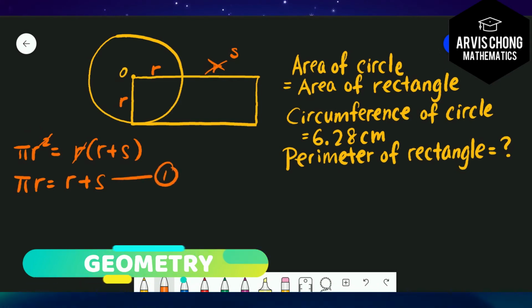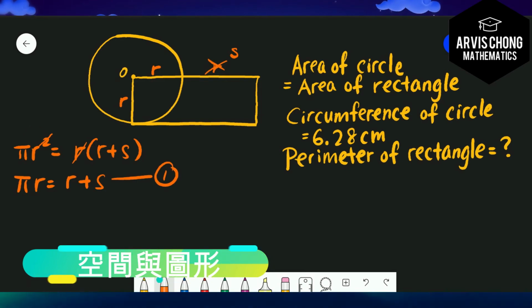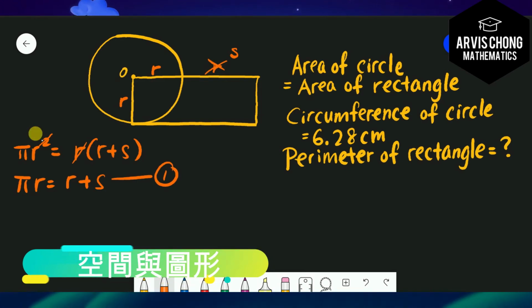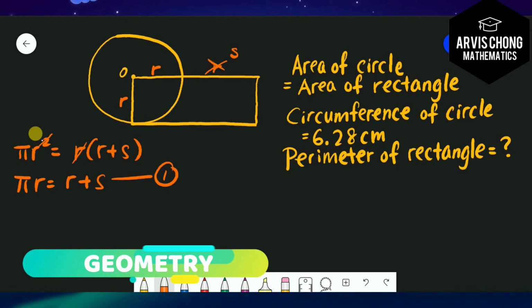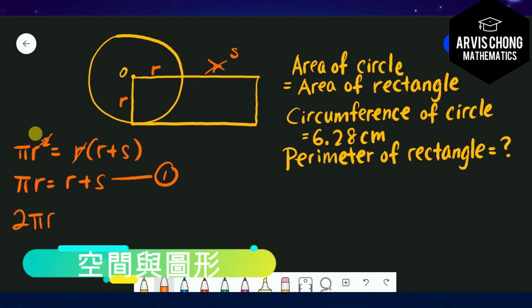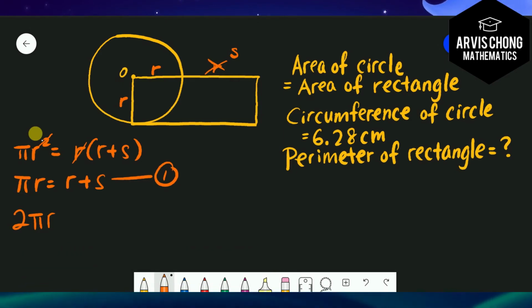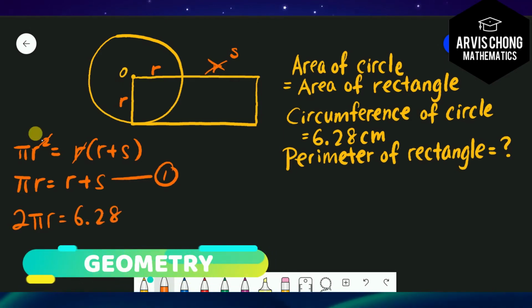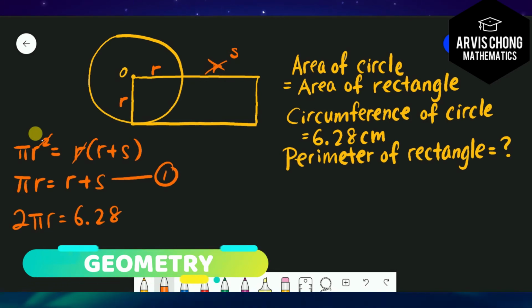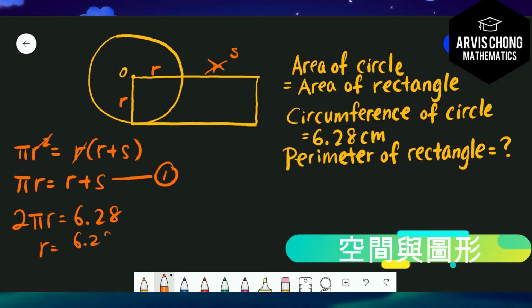And the second information given here is the circumference of circle is 6.28 centimeter. Circumference of circle means the perimeter of the circle. So the perimeter of circle is given by 2 pi r, right? If you all know the formula, fine, or if you're not sure, then you can refer back. So 2 pi r equals to 6.28. Then I can make r the subject. So r equals to 6.28 over 2 pi.